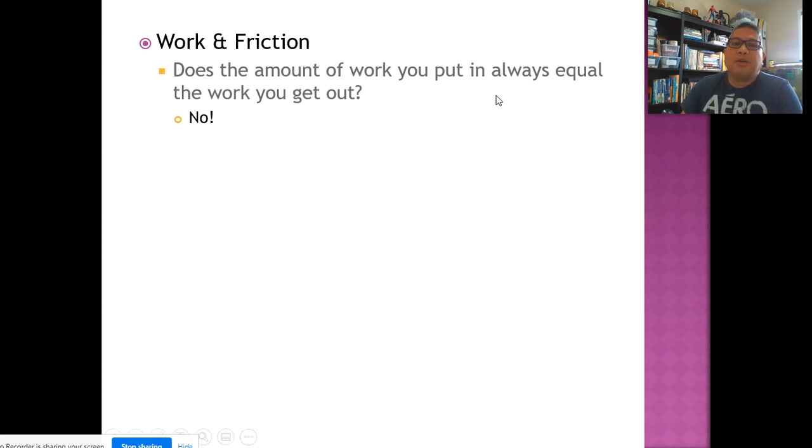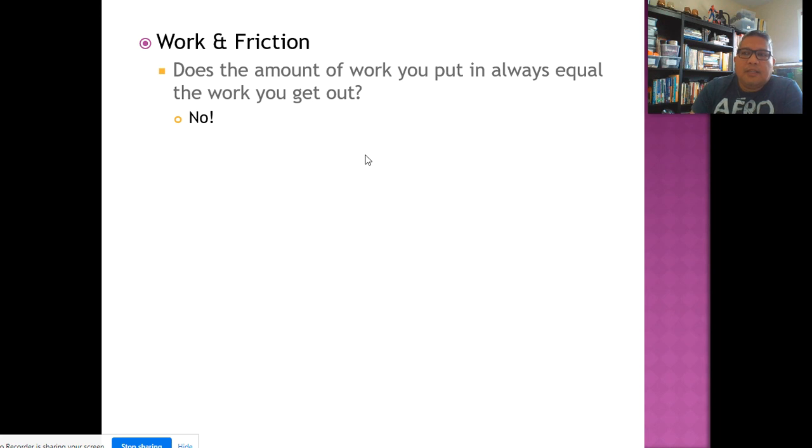Does the amount of work you put in always equal the amount of work you get out? The answer would be no. There's no 100% efficient machine. Even cars. I think the highest efficiency of cars is only 15%, which means, just as an example, let's say you gas up and put in $100 of gasoline.